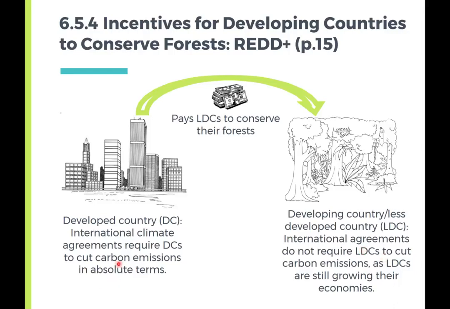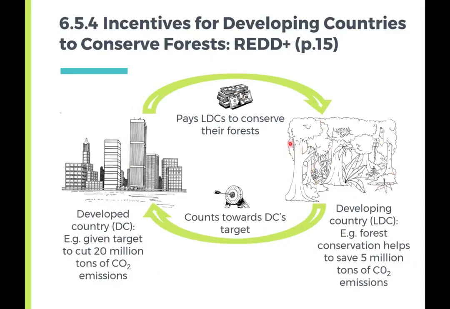Okay, so this is what's happening in the world today. It means that only the developed countries are required to cut their carbon dioxide emissions in absolute terms. This creates the incentive for developed countries to pay LDCs to conserve the forest in LDCs, because when the forest is conserved, it helps to save carbon dioxide emissions. And the carbon dioxide emissions that are saved will then count back towards the developed countries' target.